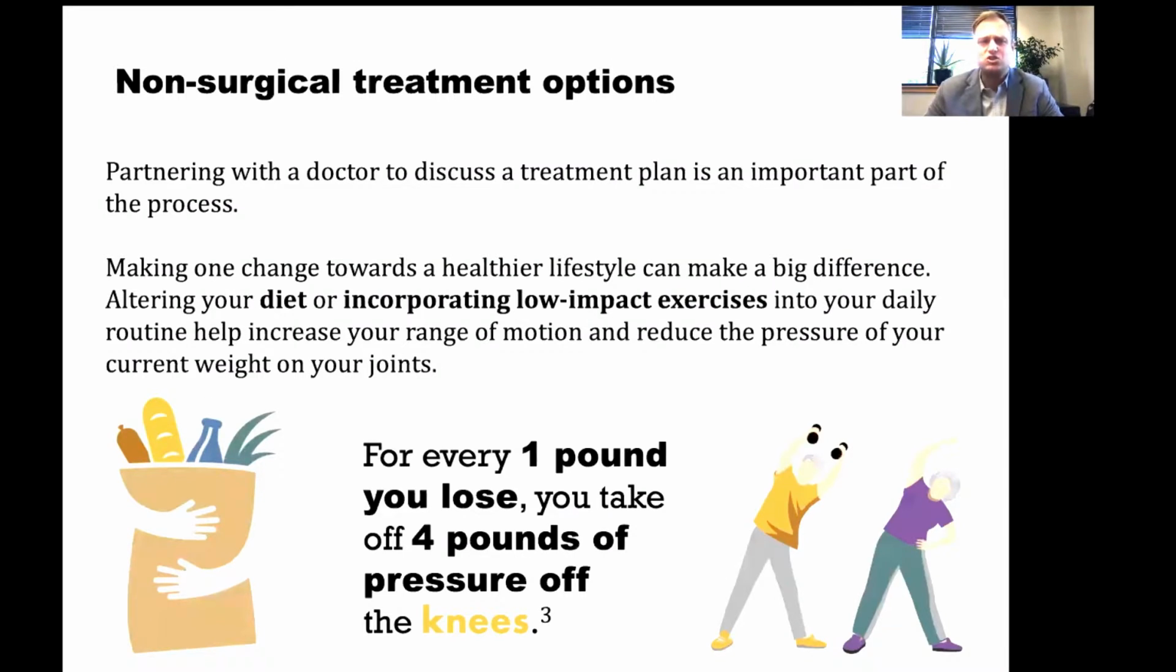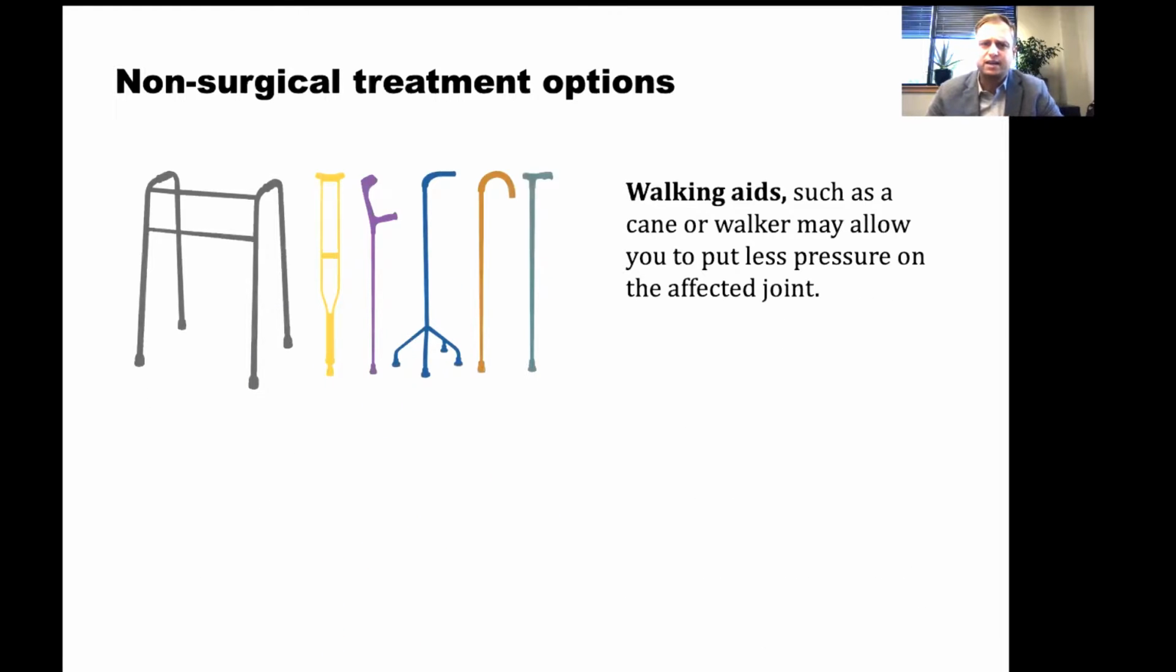We always start with non-surgical treatments for knee pain. A big part of that is your diet and exercise. Losing weight can really take a lot of pressure off your knee. For every 1 pound you lose, there are 4 pounds of pressure off of your knee. Walking aids like a cane or a walker can help. They can improve your gait pattern, which can also lead to decreased inflammation within your knee and less pain.